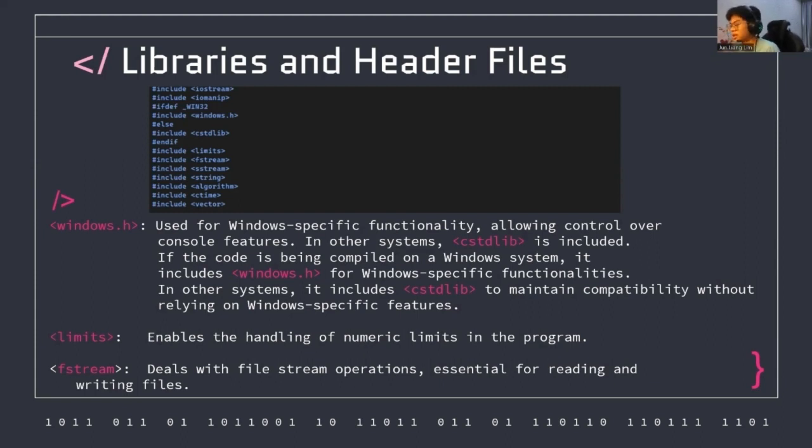After that, the header limits. The limits header is used for handling numeric limits in the program. For example, we use it to clear the input buffer, where we set a numeric limit to clear the characters. And the fstream header, we use to open a file and close the file.